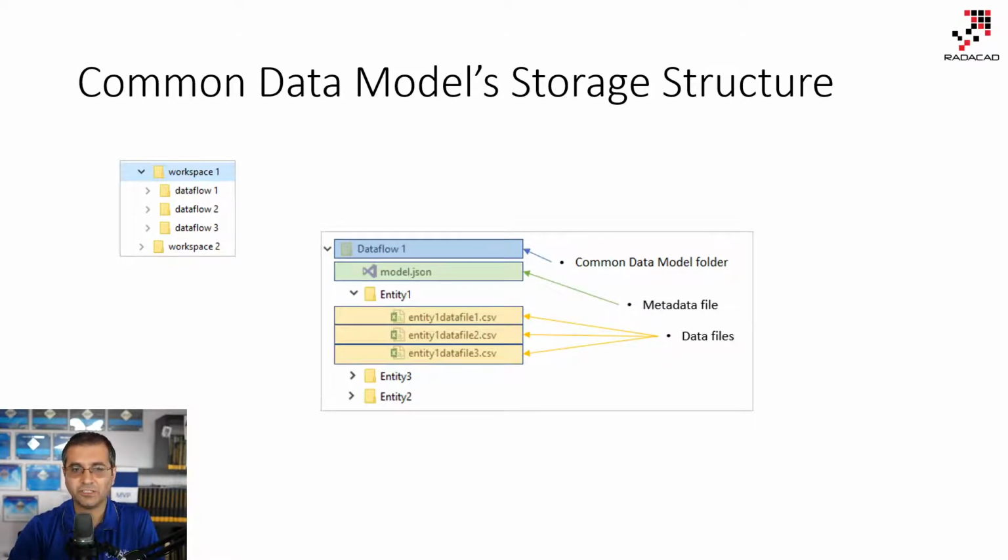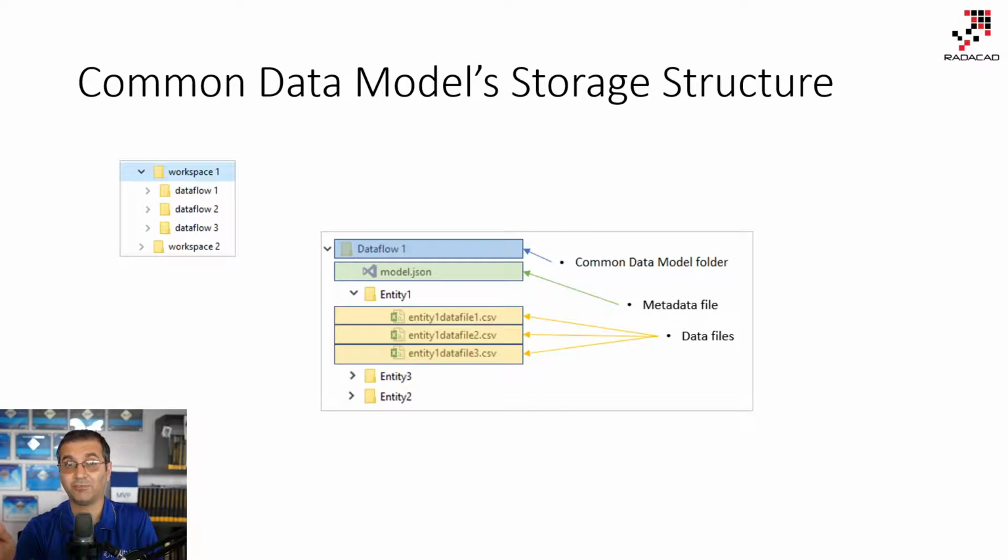The structure of Dataflow storage inside Data Lake is like this. You'll have a folder for each workspace, of course. Under that, you'll have a folder for each data flow. Under that, you'll have a folder for each entity, which the data of that entity is stored as a CSV file. Multiple CSV files, depends on the size of data. And there is also a file called model.json. This is a metadata file of your data flow.